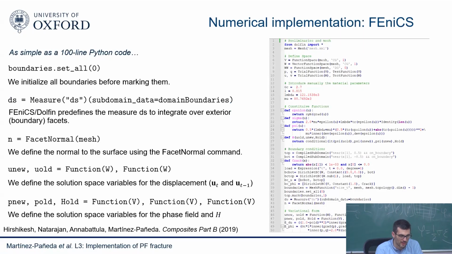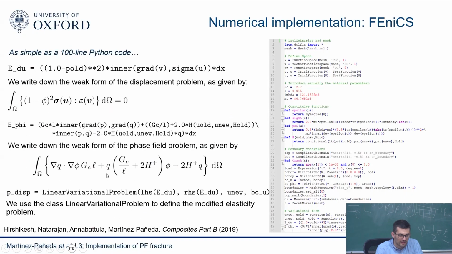You initialize all boundaries. You define this measure ds to calculate the normal to the surface. You calculate the normal to the surface. You define the solution space. These are very standard FEniCS type of equations, or FEniCS type of procedures. You define the solution space. And then this is when the more interesting part comes. You need to solve the weak form of the problem.